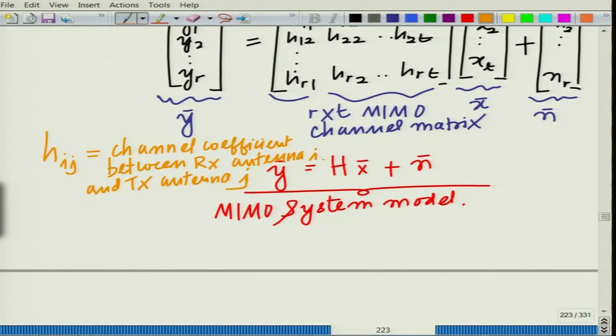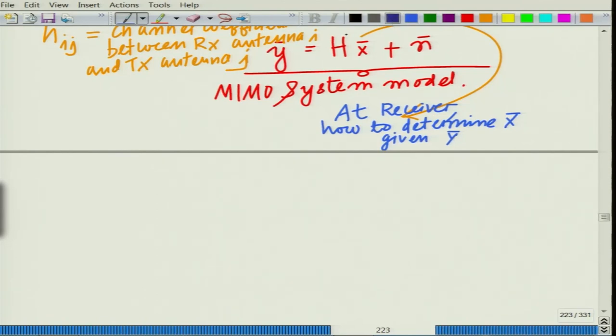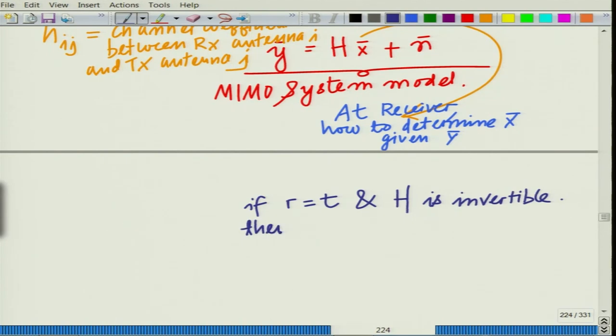Now, the question is how to determine x bar. At the receiver, you are transmitting the symbols x1, x2, xt, so how to decode, how to determine x bar given y bar. We have already seen that if R equals T and H is not singular, that is H is invertible, then x hat can simply be determined. This is what we already saw in a previous module.